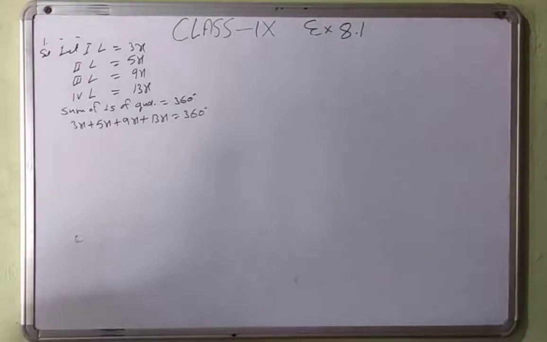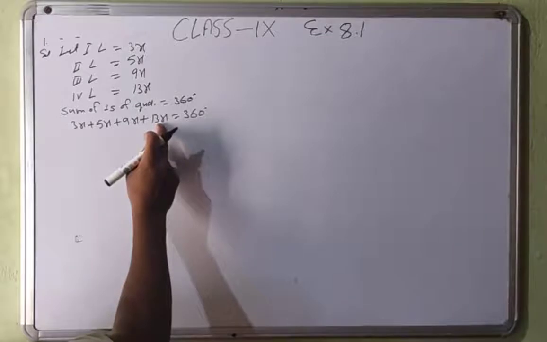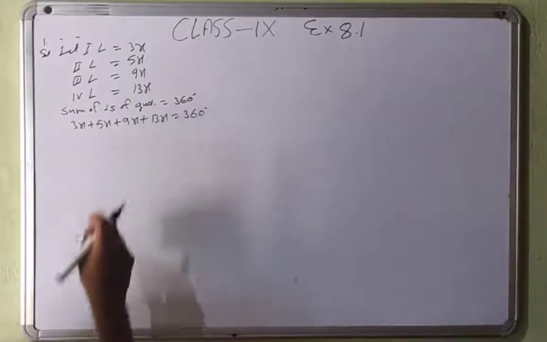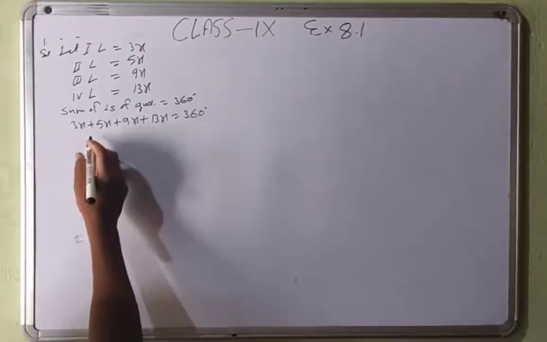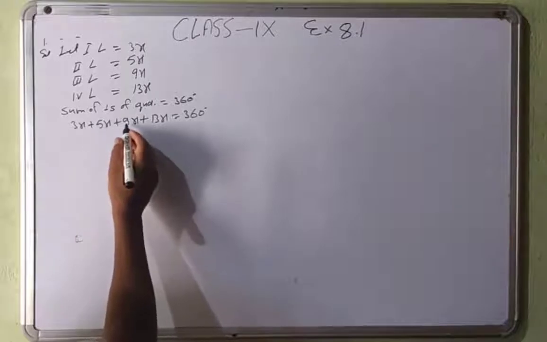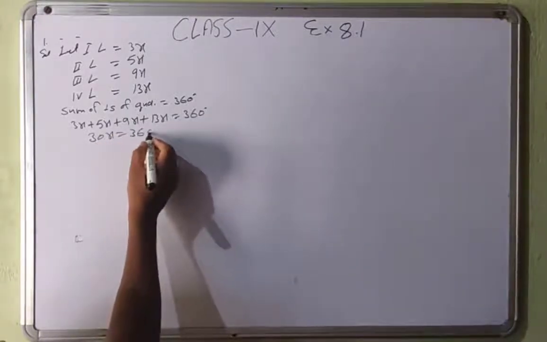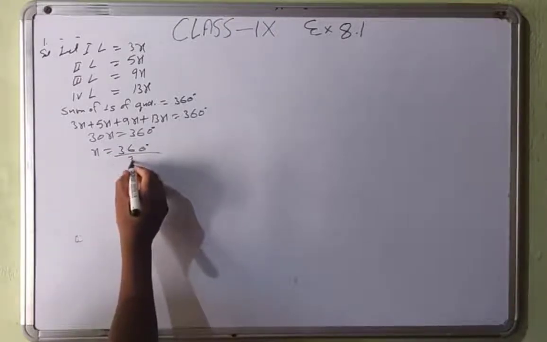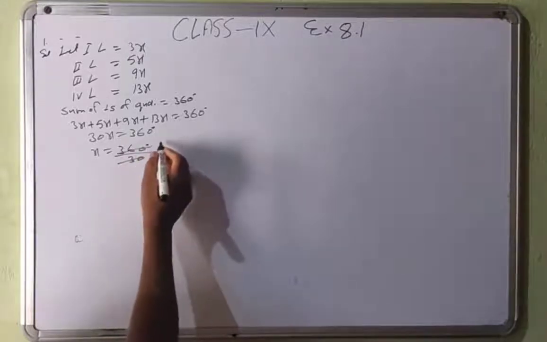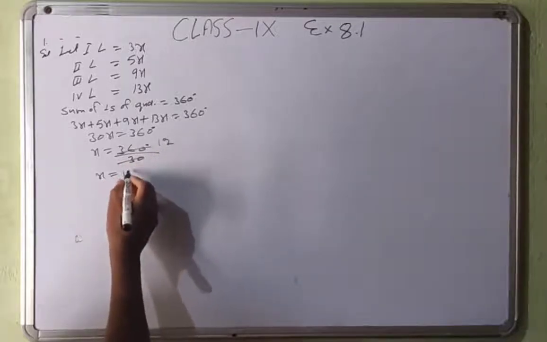Then by adding, 3 and 5 is 8, 8 and 9 is 17, 17 and 13 is 30. So 30x is equal to 360 degrees. So x is equal to 360 degrees upon 30. That will cancel: 3 ones are 3, 3 twos are 6. So x is equal to 12.